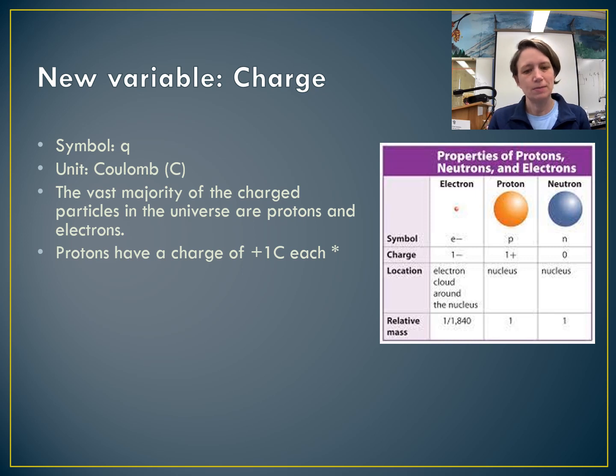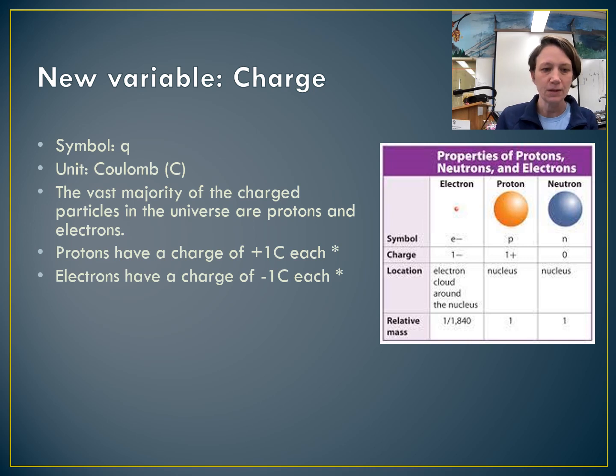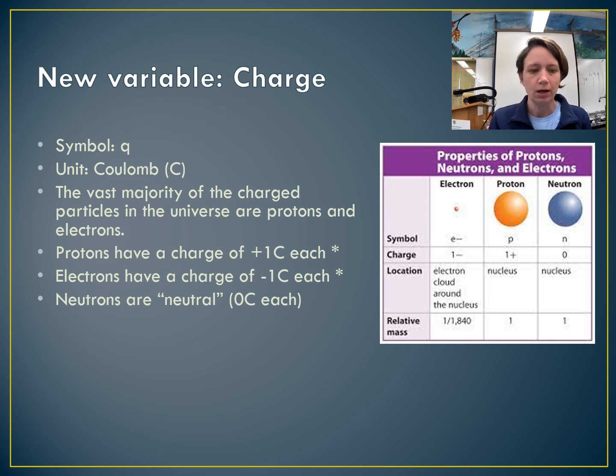So we're going to say that protons have a charge of positive 1 coulomb apiece. That's actually a little bit of a lie, which is why I put an asterisk on there, but it makes our math a lot easier in this class to just assume that 1 proton equals 1 coulomb. Electrons are going to have the same amount of charge, but negative, so we're going to say electrons have a charge of negative 1 coulomb apiece. And as I mentioned, the neutron is neutral, which means it actually has a 0 coulomb charge, or nothing is in charge.